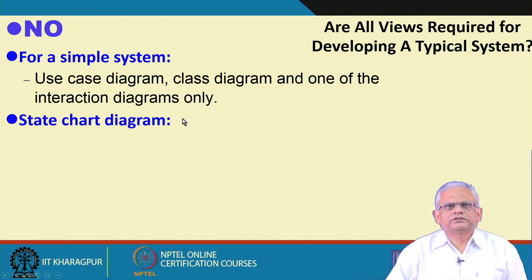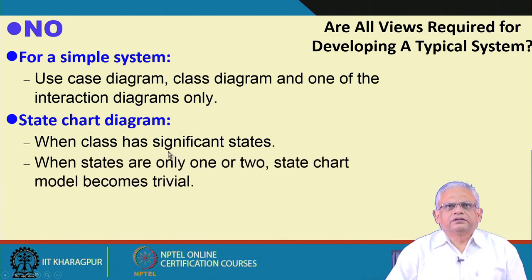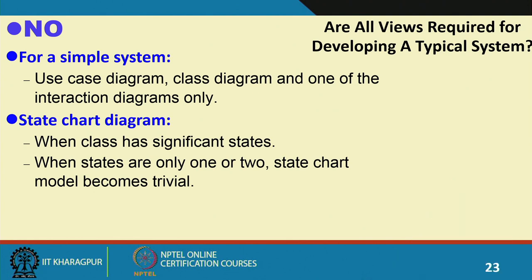For some problems, we will need the state chart diagram, where we model the states of the system. If a class in an application has a significant number of states and transitions, we will need to use the state chart diagram, a very commonly used diagram after these 3 diagrams: use case diagram, class diagram and interaction diagram. But we must remember that if a class has only one or two states and so on, then the diagram becomes trivial and it does not help to have the state chart diagram developed for those cases.